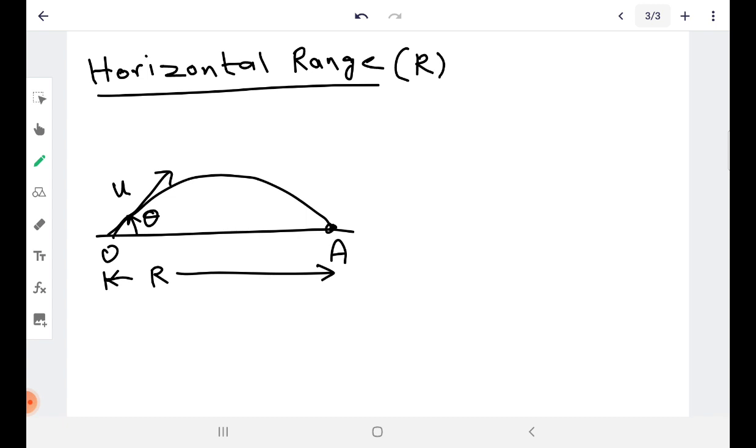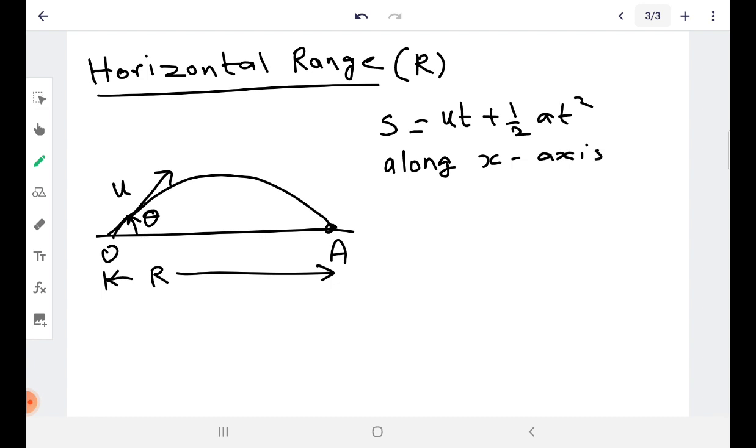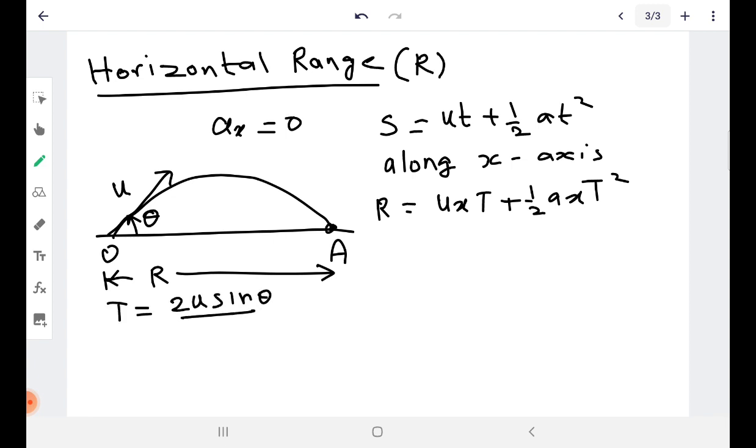To derive this, we shall use the equation S is equal to ut plus half at square along x-axis. So we will get r is equal to ux into capital T, where capital T is the time of flight. Time of flight is the time taken by the projectile to reach the ground from the starting point, plus half ax t square. So because there is no force acting on the body along x-axis, acceleration along x-axis becomes 0 and time of flight is given by capital T is equal to 2u sin theta by g.